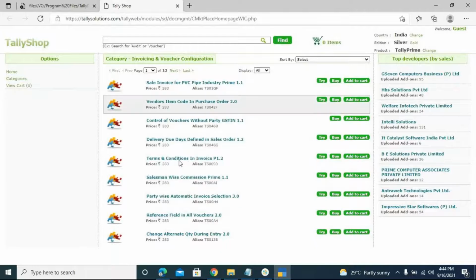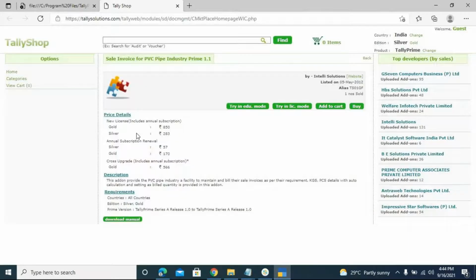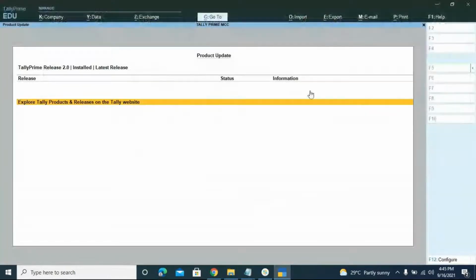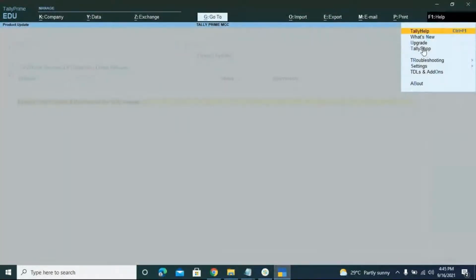Okay, all these things, including the price, have been given. If you observe here, yes. If you go for a new license, of course, what is the price? For the gold edition and for the silver edition, if you're a new license holder, or if you're going for a subscription or for a cross upgrade, everything will be given up here. Yes, so can you make out here? Now here we have Tally Shop.